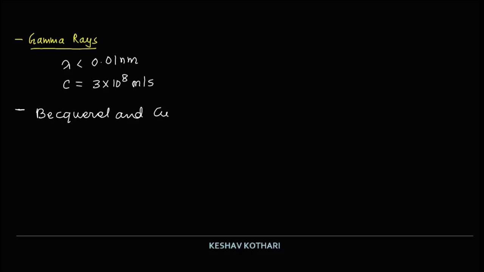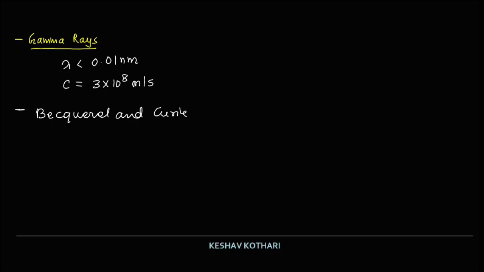So if we talk about gamma rays, they have the wavelength which is less than 0.01 nanometer. The speed is obviously comparable to the speed of light or equal to speed of light, 3 into 10 to the power 8 meter per second. Now if I name the discoverer, it was discovered by the combined work of Becquerel and Curie. So they are the discoverer behind the gamma rays.